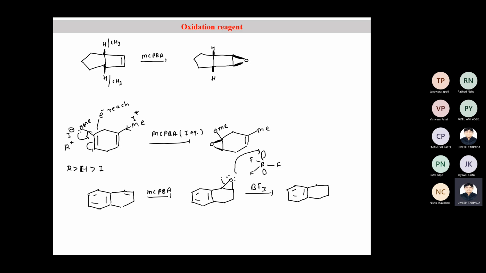This bond opens up, so here there is a positive charge. Oxygen may combine with BF3, so BF3 gets this electron pair and therefore it is negatively charged. Finally, hydride shifting takes place from here. This group migrates nucleophilically, so this carbon gets a positive charge.